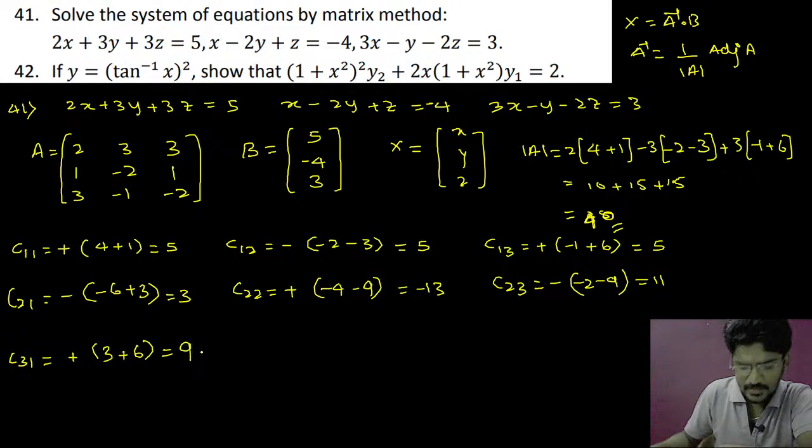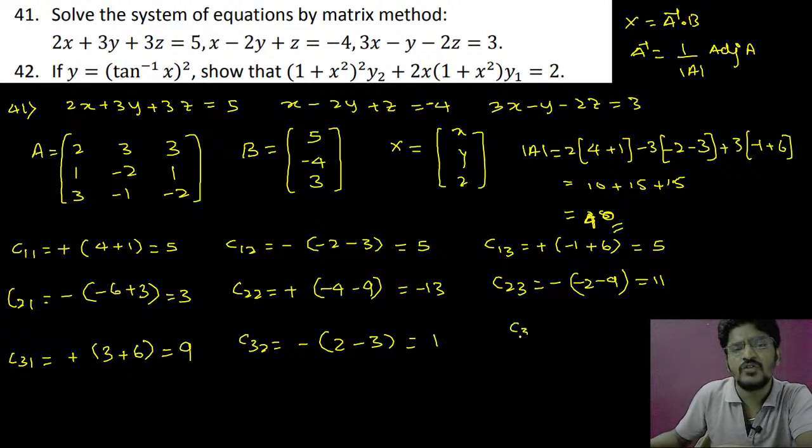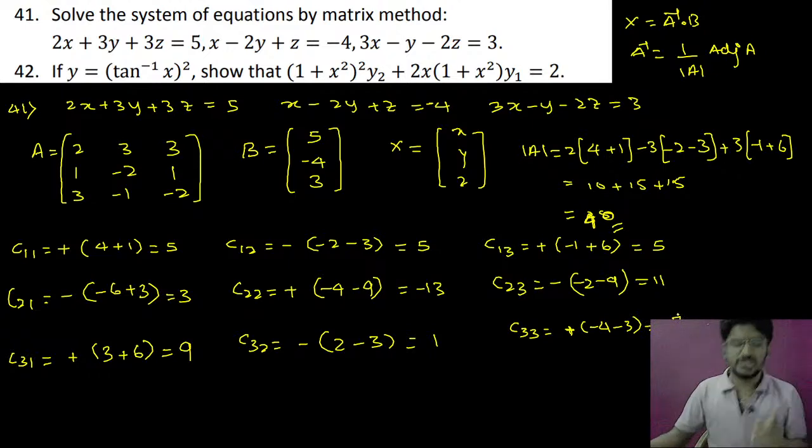So this is 9. Now C32 will be equal to minus of C32: 2 into 1 is 2, write the minus sign, 3 into 1 is 3. This is minus 1, minus into minus is plus 1. Next go for C33. C33 is 2 into minus 2, which is minus 4, and 1 into 3 is 3. That is minus 7.